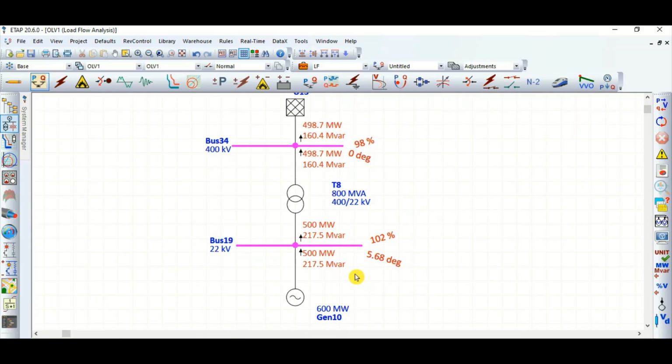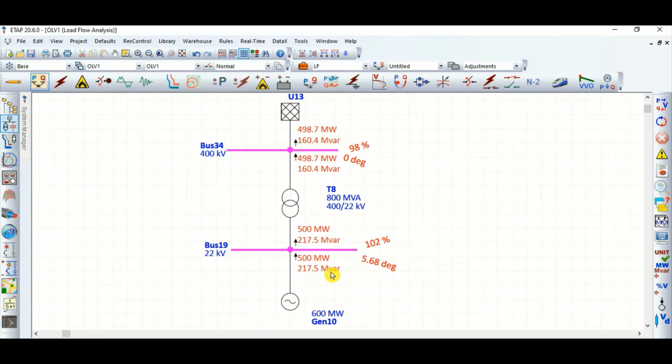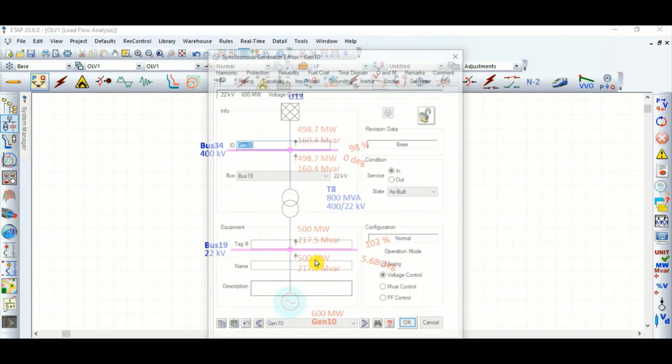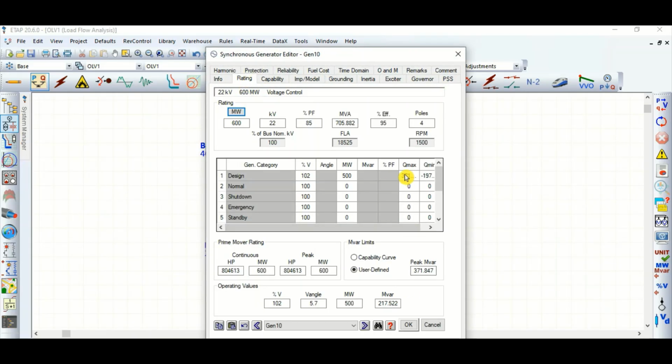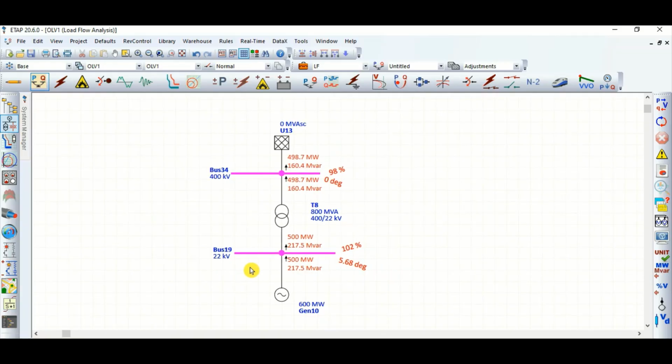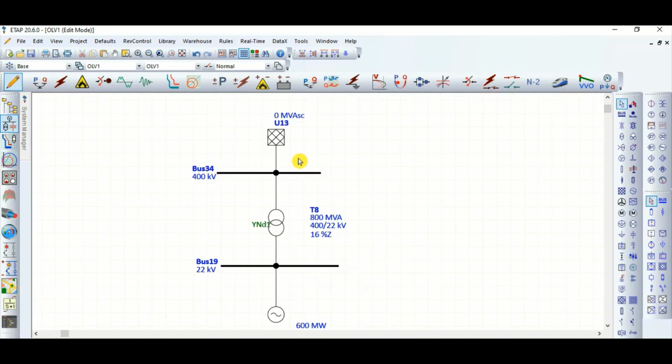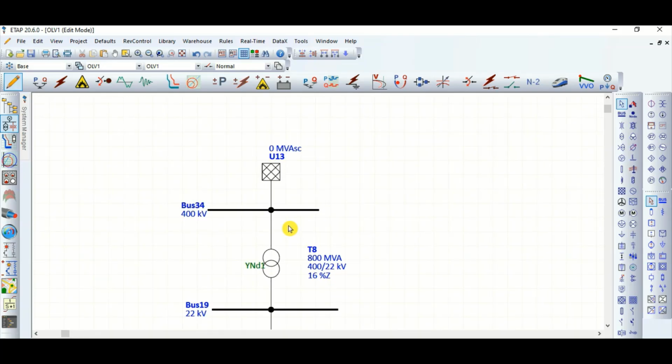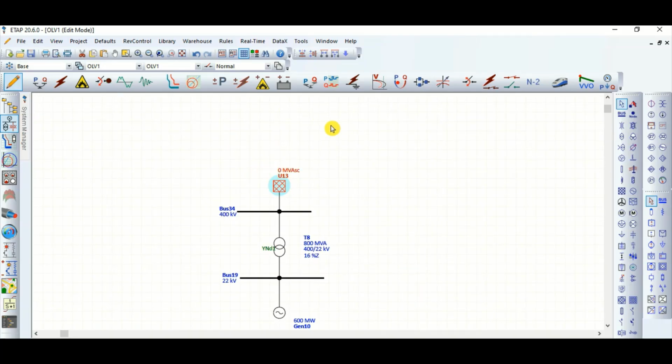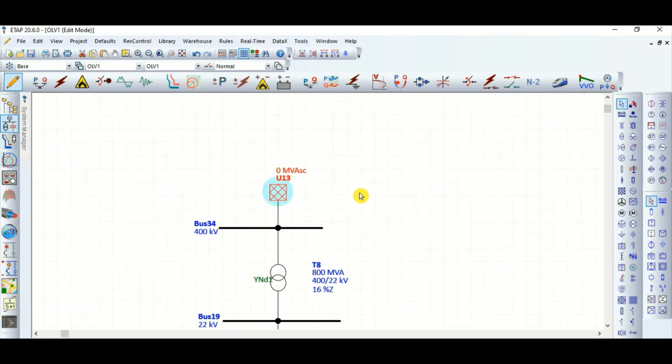Now also let's see, the reactive power of 217.5 MVAR is generated by this generator, whereas the maximum reactive power capacity that can be delivered is 371 MVAR. That is fine, but let's include one transmission line here, because it's a grid, which means there may be multiple transmission lines, many substations connected, and many generating units.